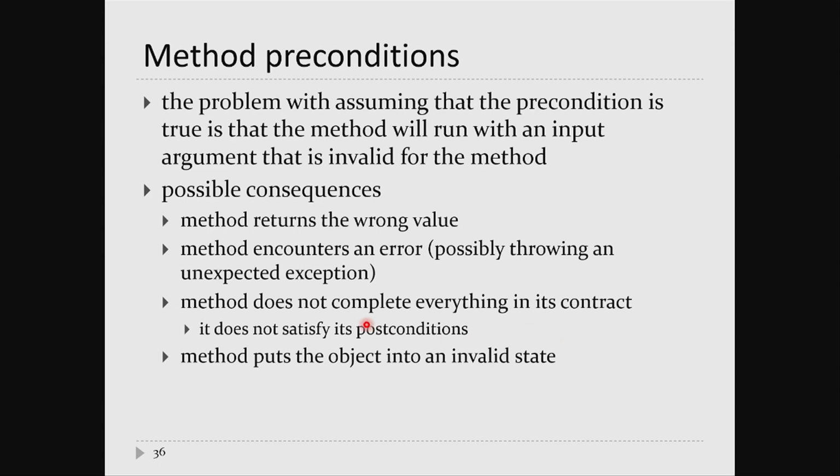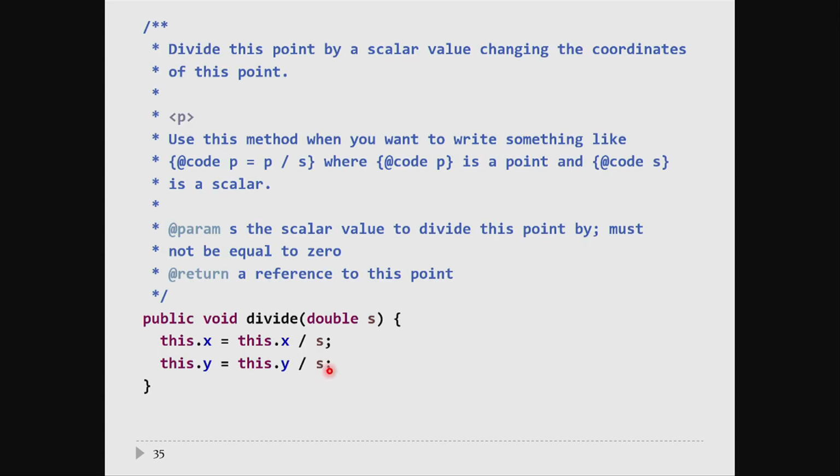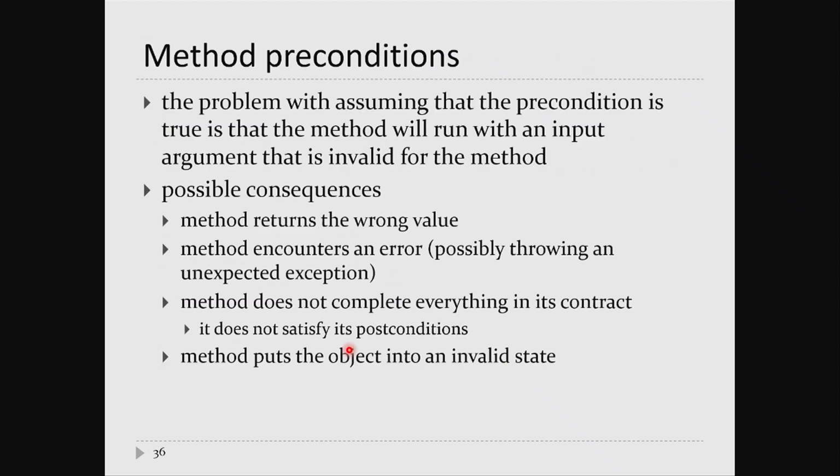This means it doesn't satisfy what are called its postconditions, but we'll get to that in a second. And if you're dealing with objects, that method might end up putting the object into an invalid state. When you divide by 0 here, you end up with a point whose coordinates are either not a number, if x or y is also 0, or, if x or y are not 0, positive or negative infinity. So you end up with a very strange point, which may or may not be valid for a Point2 object. But basically anything can happen.